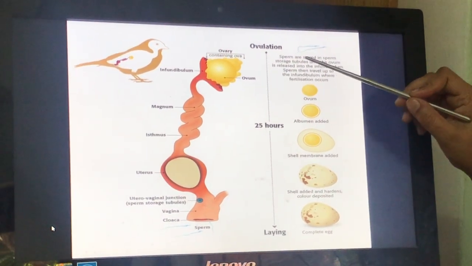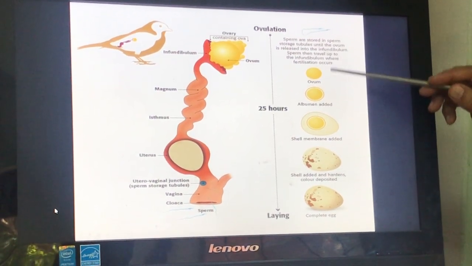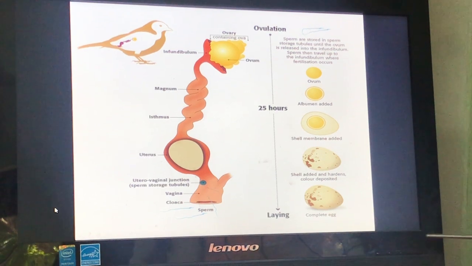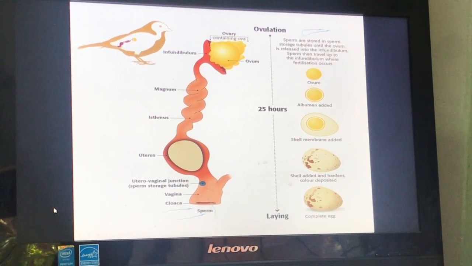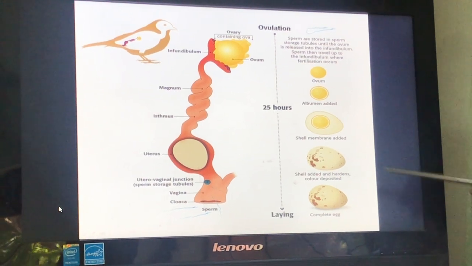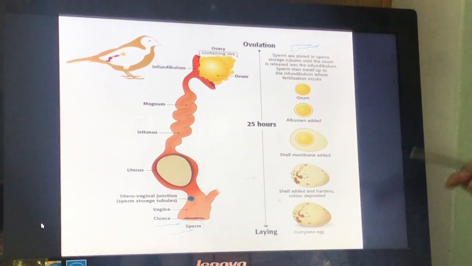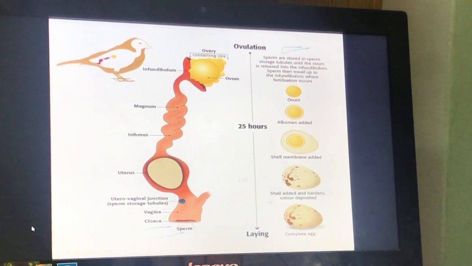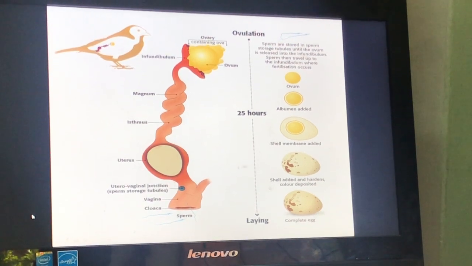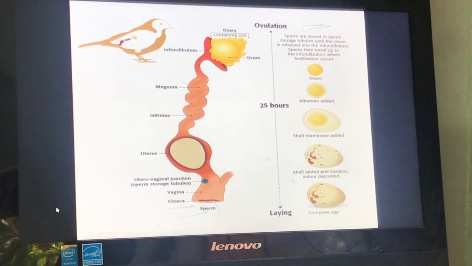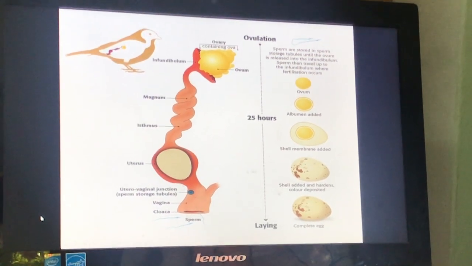The sperms are stored in the tubules, and then after fertilization this process goes on. After laying, the egg is very large, a polylecithal egg, laid in a clutch of 2. They lay in the nest, which is rough in the case of the pigeon, and they incubate the eggs at 42 degrees Celsius. Both male and female parents incubate them for 14 days.